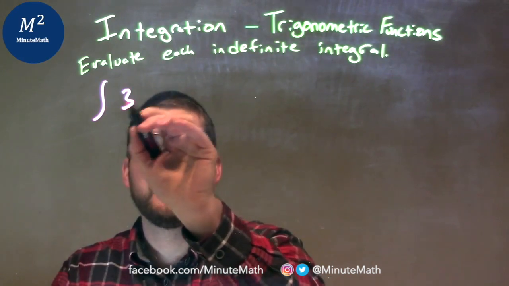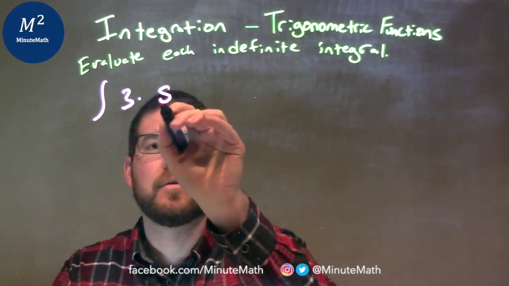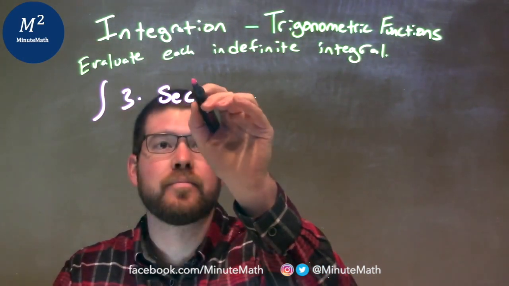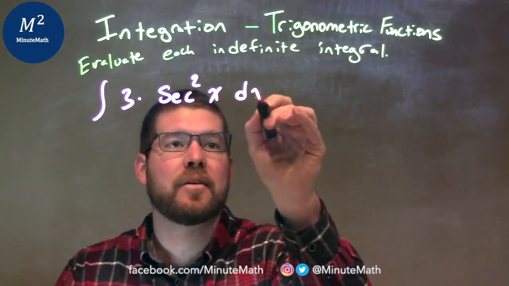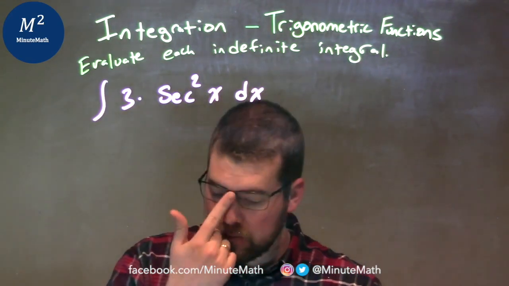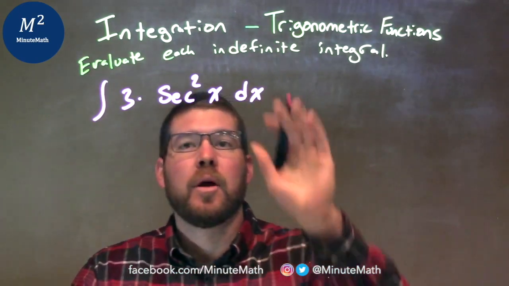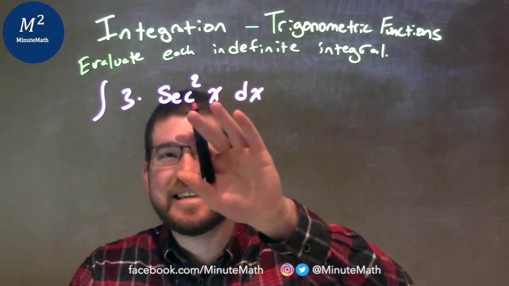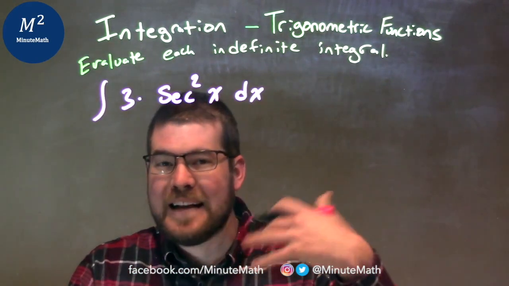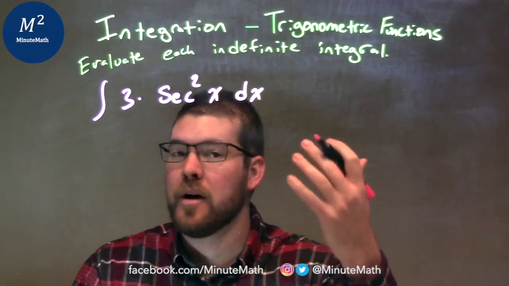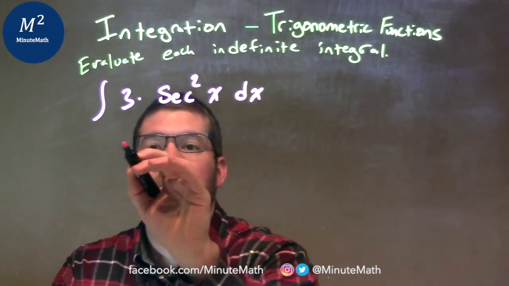The integral of 3 times the secant squared of x dx. Okay? Well, one thing I want to do here is think about secant squared of x. What when I take the derivative gives me secant squared of x? That's tangent, right? So the 3 stays up front.